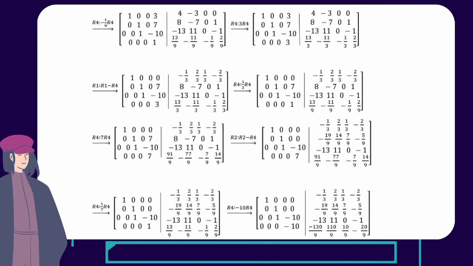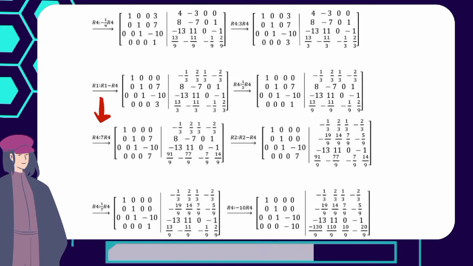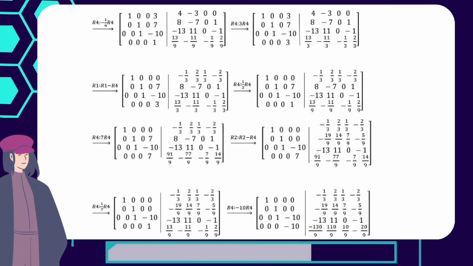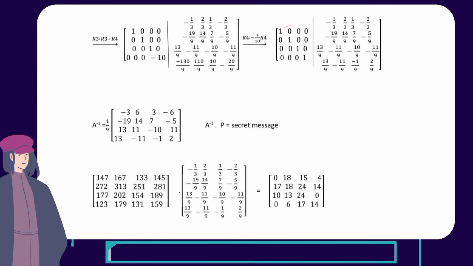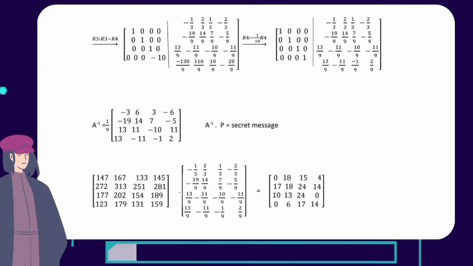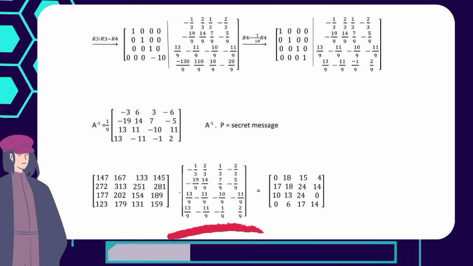Subtract the fourth row from the first row and restore it. Next, multiply the fourth row by 7 and subtract the fourth row from the second row and restore it. There is the inverse matrix on the right. Now, multiply the P matrix with the K3 inverse matrix and get a new matrix.